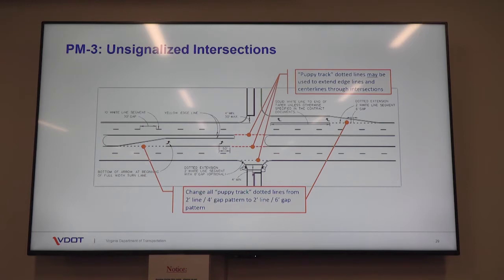Changes to the puppy tracks, right? We've gone from the 2:4 to 2:6, so still 2 foot pavement marking, but the gap has gone from 4 feet to 6 feet. And there's some logic behind that. Not only the cost savings, because we're putting less of them, but also because of maintenance. They were so close together that as you would come back and reapply the markings, because the precision is not so great. You're laughing because you've seen it before, where they just sort of blend together. Then you just have a continuous line through your intersection, and it's not distinguishable as puppy tracks anymore.